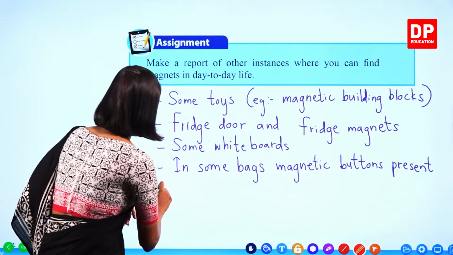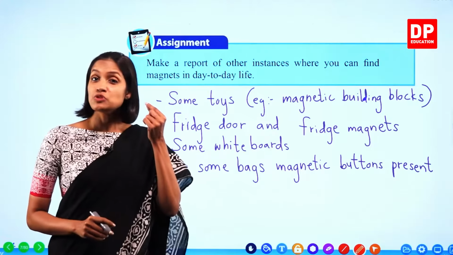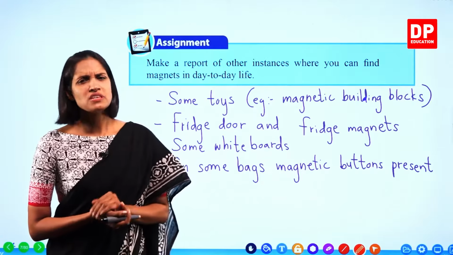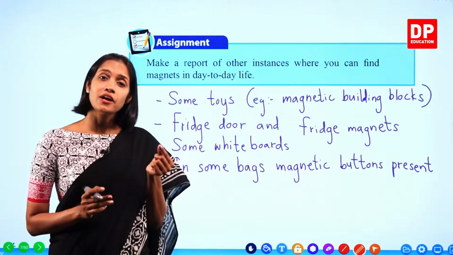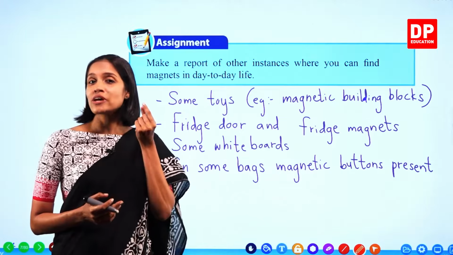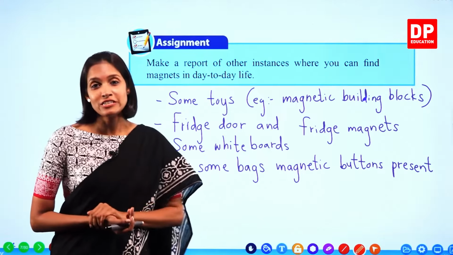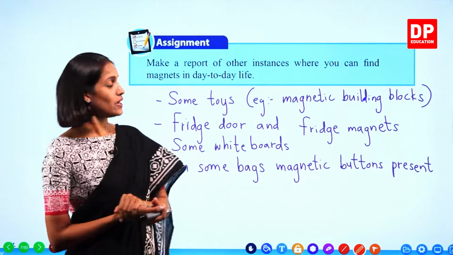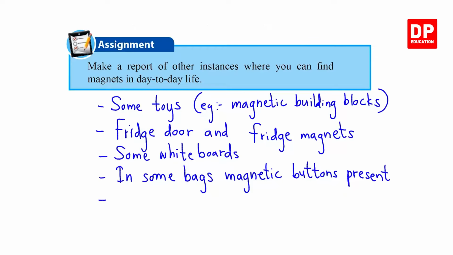What are the other instances, children? Sometimes some jewelry pieces you must have seen. Some of you must have seen magnetic earrings. Without piercing your ears, you can simply put on these magnetic earrings. Okay, so in some jewelry.